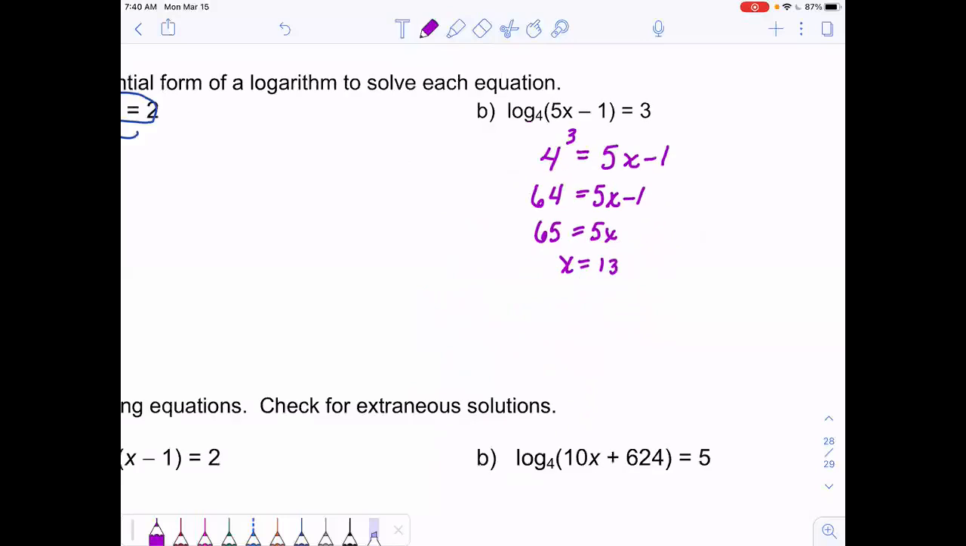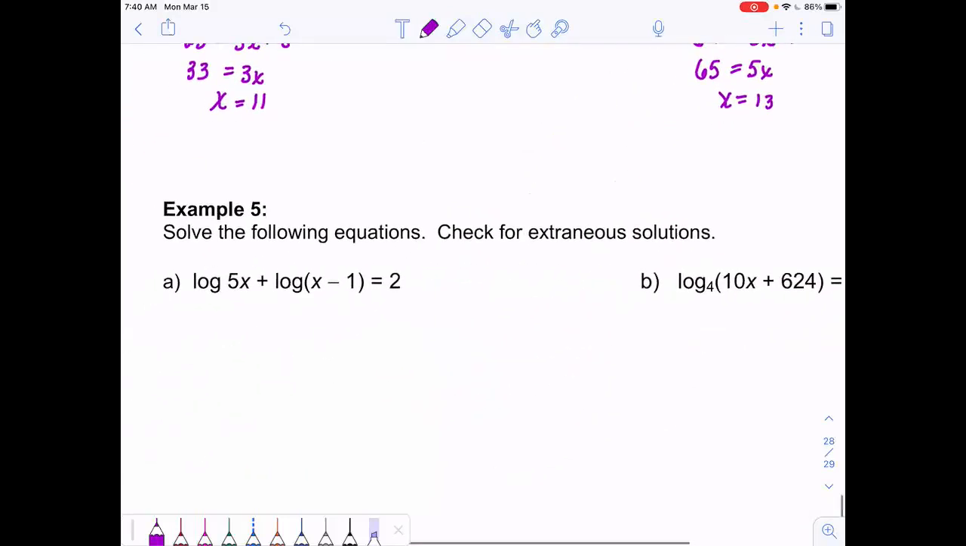So the last group of problems just say to solve the following equations, and then it says check your extraneous solutions. And I want us to kind of think about the extraneous solutions for a minute before we look at the examples.